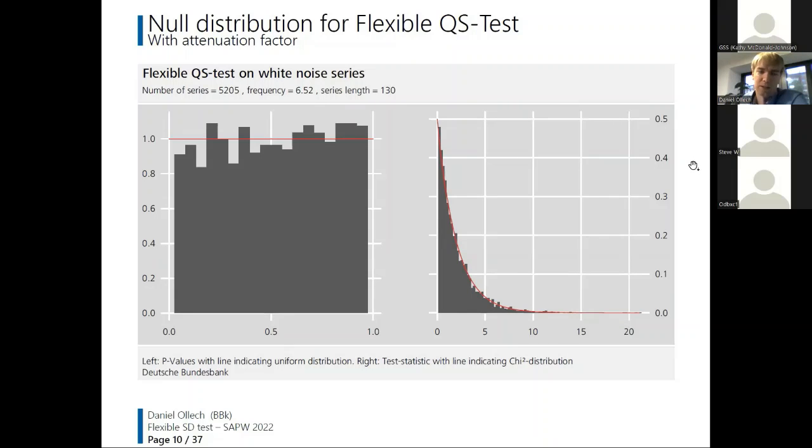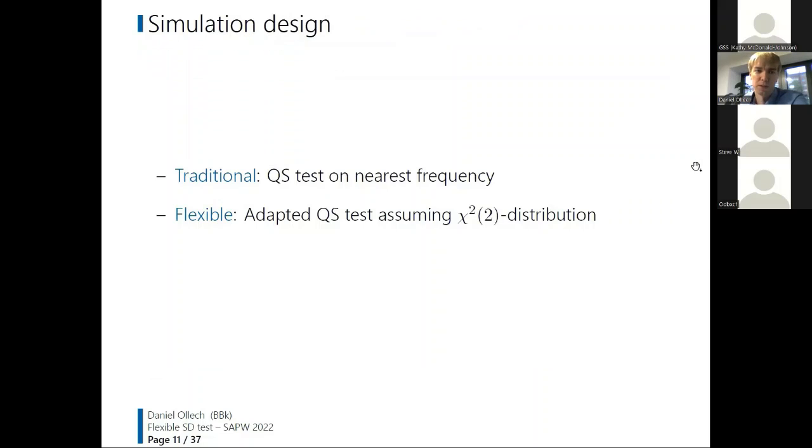So showing that with the attenuation factor, the null distribution still works, and indicates that it's a sensible attenuation factor indeed. Just briefly, some preliminary simulation results comparing what we would get if we would just ignore the non-integer nature of the series and contrasting it with if we use the correct flexible version of the QS test, or the adapted QS test.